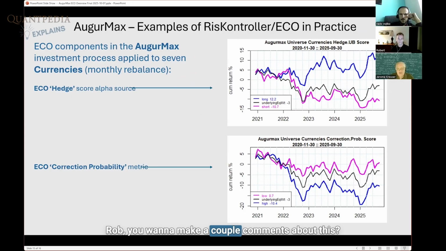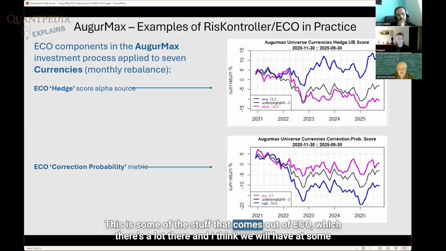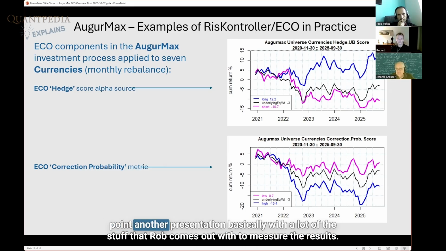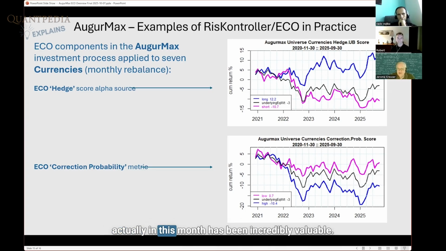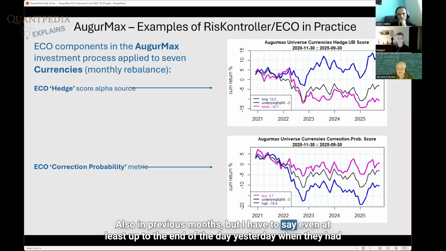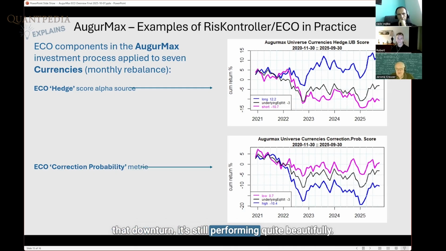Rob, you want to make a couple of comments about this? This is some of the stuff that comes out of Echo, which there's a lot there, and I think we will have at some point another presentation, basically with a lot of the stuff that Rob comes out with to measure the results and even to make some predictions on how to tilt the rebalances coming out of Echo looking forward, which in this month has been incredibly valuable, also in previous months. But I have to say, even at least up to the end of the day yesterday, when they had that downturn, it's still performing quite beautifully. Rob, why don't you take over?